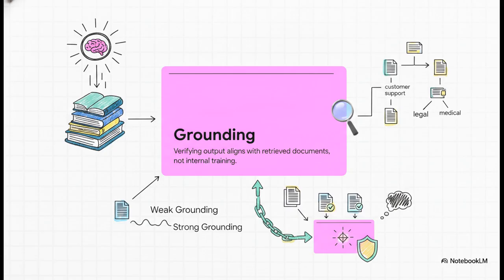Grounding is the practice of explicitly verifying that a model's final output strictly aligns with the retrieved source documents, instead of relying on its internal training. And there are degrees to this. Weak grounding means the generated answer just kind of generally aligns with the provided document. That might be totally fine for a creative writing assistant.